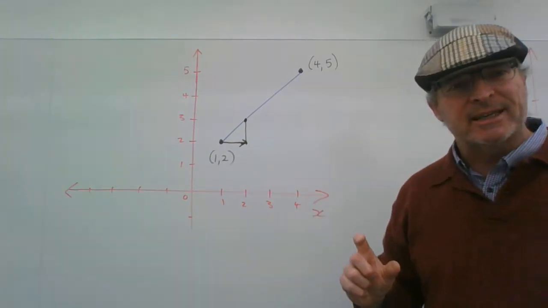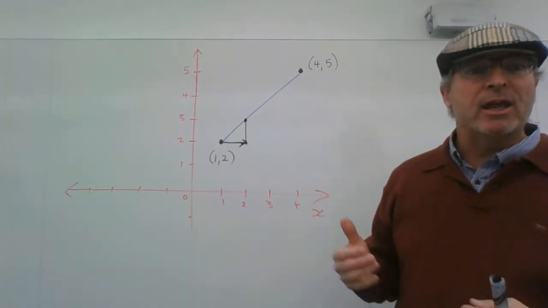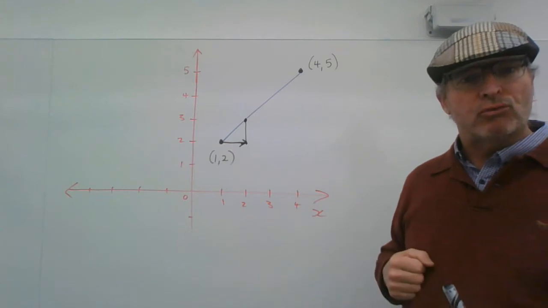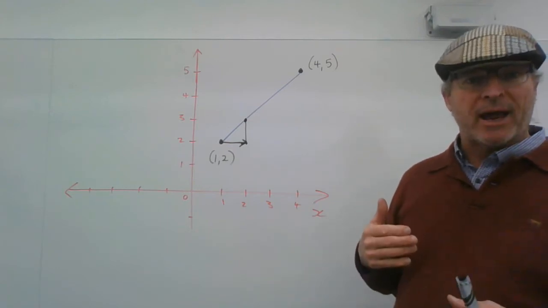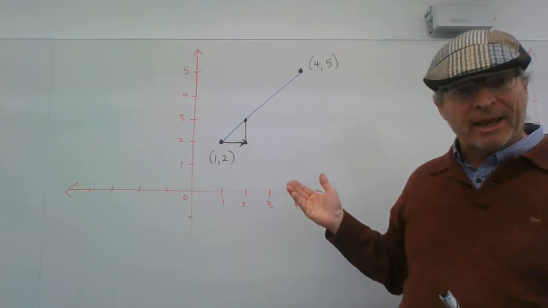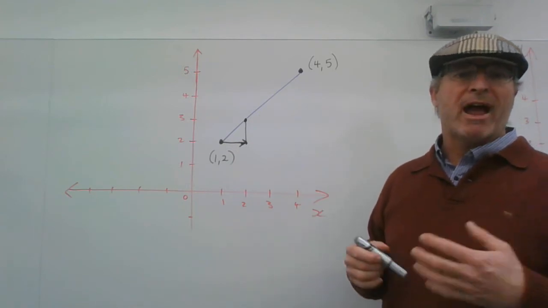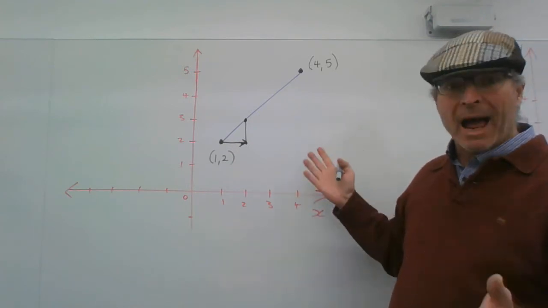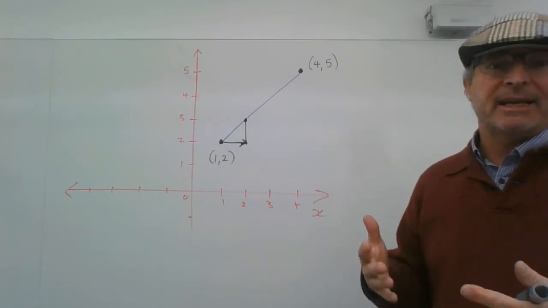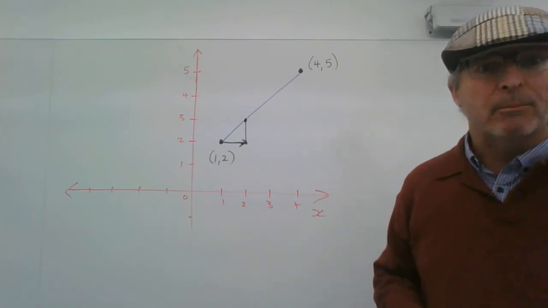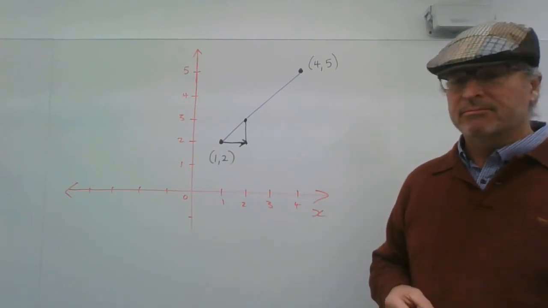So it rises 1 unit for every 1 unit of horizontal run. The rise over the run is 1 over 1. So the gradient of that would be 1, which basically means it's diagonally across the number plane.